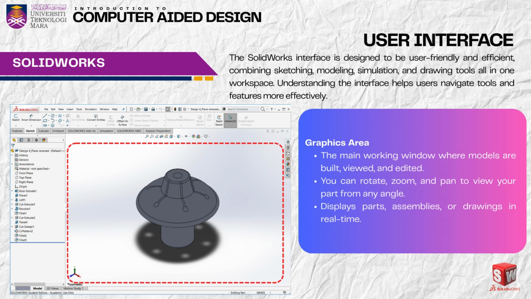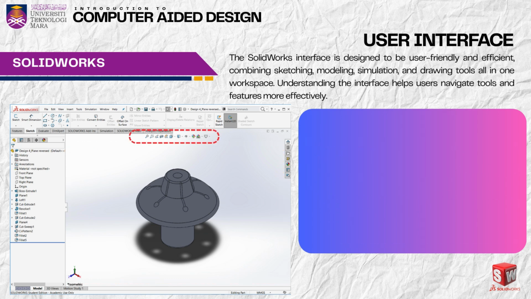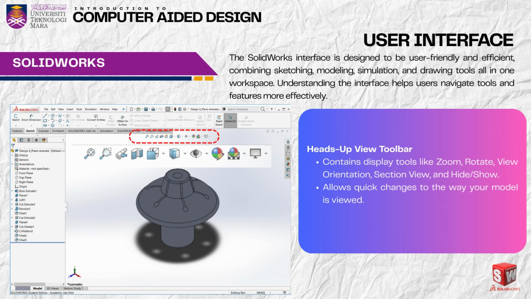This is your primary workspace when creating and editing individual parts. You can sketch, apply features, rotate, zoom, and manipulate the model directly within this window. Floating near the top of the document window is the Heads-Up View toolbar. This on-screen toolbar provides quick access to frequently used display tools, such as zoom, pan, rotate, section view, and display styles, without needing to navigate menus. It improves visualization and makes navigating 3D models more intuitive.